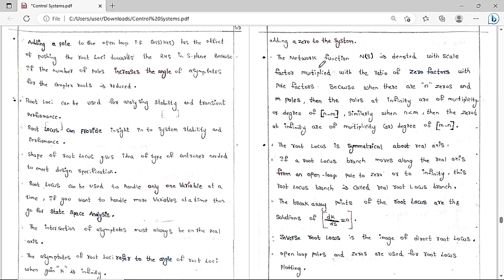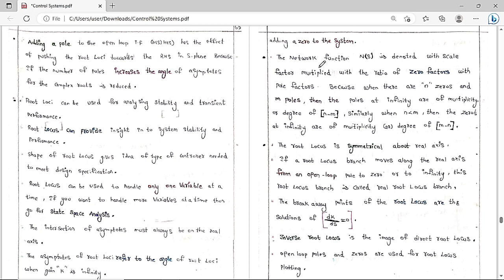Similarly, when n is less than m, then the zeros at infinity are of multiplicity of degree m minus n. So basically, listen carefully. A network function N(s) is denoted with the scale factor multiplied with the ratio of the zero factors to the pole factors. Because when there are n zeros and m poles, then the poles at infinity are of multiplicity of degree n minus m.